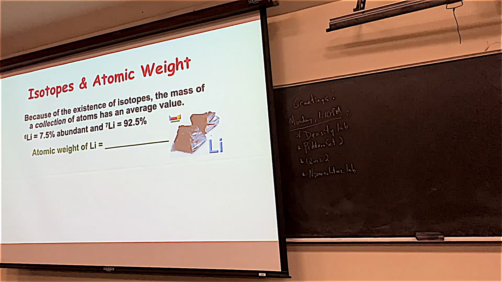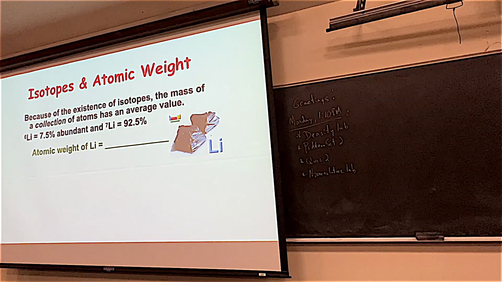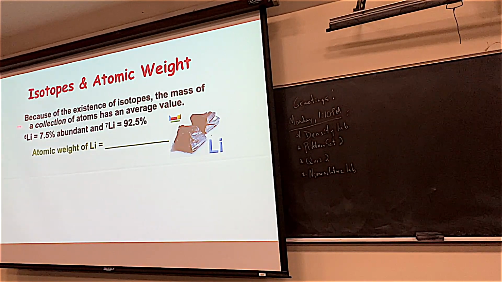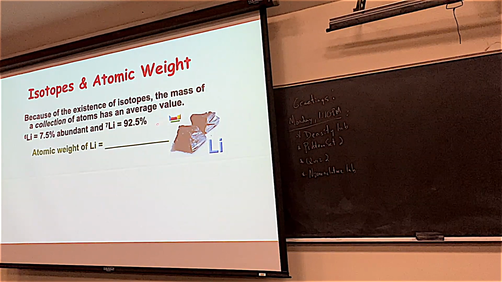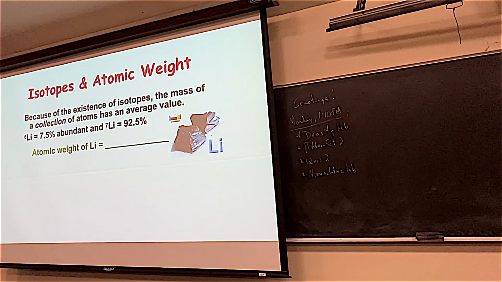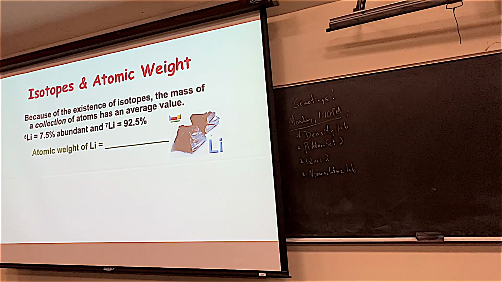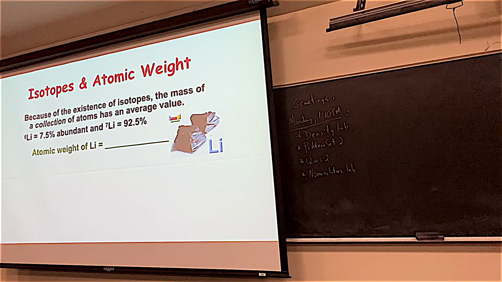So let's say I wanted you to know the atomic weight of lithium. Well, one thing you could do is you could calculate it. You could take the 6, the mass number, times the decimal version of the percentage. So if you divide this by 100, that would be 0.075. Multiply that by 6, and add it to the decimal version of this, 0.925 times the mass number, all right? But you can also just look at the periodic table, which is cool. 6.941 is the atomic weight of lithium.